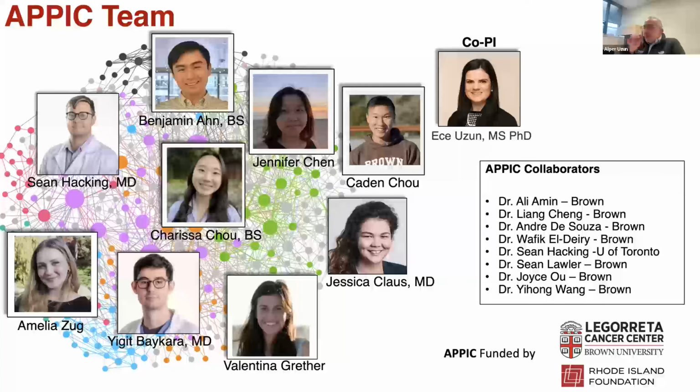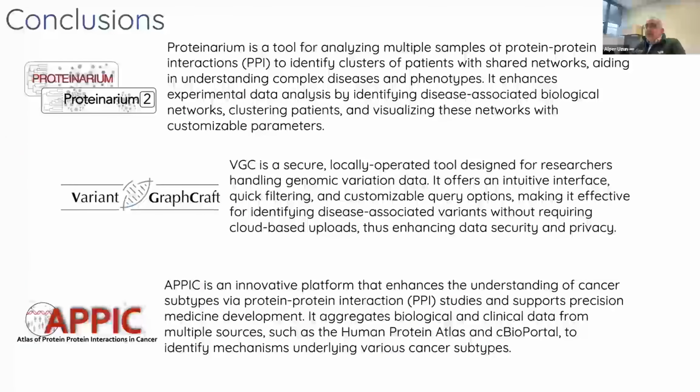This EPIC is funded by the Legorreta Cancer Center and Rhode Island Foundation grants. And at the end of the day, the idea was how we can make this efficiently useful for the people who are interested in cancer, network biology, variants, and data visualization.